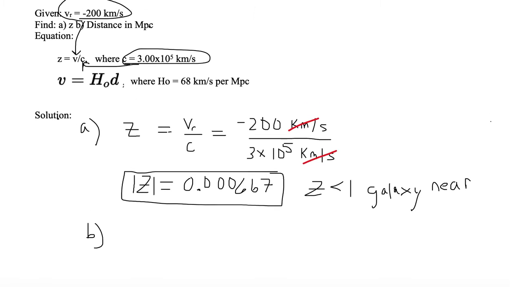All right, let's take a look at B. B says we want to find the distance in megaparsecs. We have our equation of the radial velocity is equal to the Hubble constant times d. We want to solve for d, but we need to plug in our values. Our radial velocity is minus 200 kilometers per second. So we're going to put that in on the left-hand side. And then we need to put h naught and d on the right-hand side.